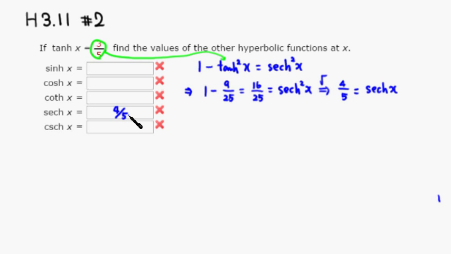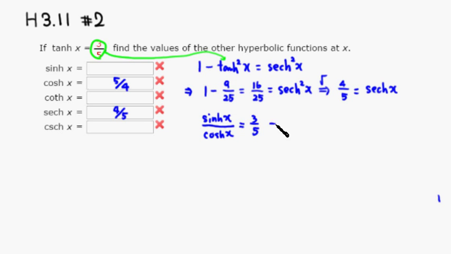Once you know hyperbolic secant, hyperbolic cosine is its reciprocal. So we know that the hyperbolic cosine is 5/4. Then we know that hyperbolic tangent, which is the same thing as hyperbolic sine of x over hyperbolic cosine of x, is given to be 3/5.